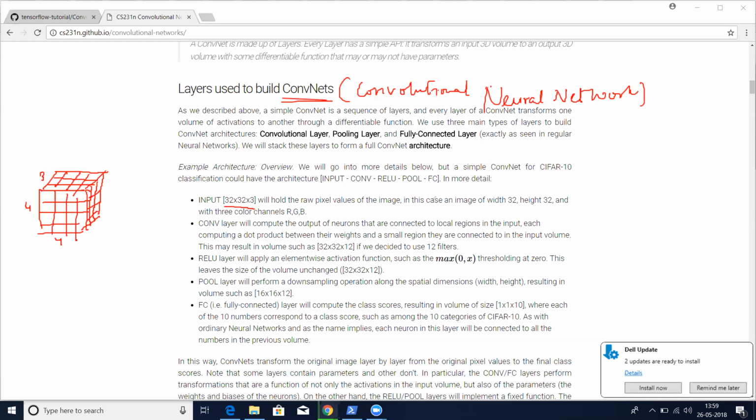Okay, let's go to the next point. The next point is your conv layer. Please understand this. The conv layer will compute the output of neurons that are connected to local regions in the input, each computing a dot product of the weights and a small region that is connected to the input volume. The resultant will be 32 cross 32 cross 12. Don't worry, let me explain it.